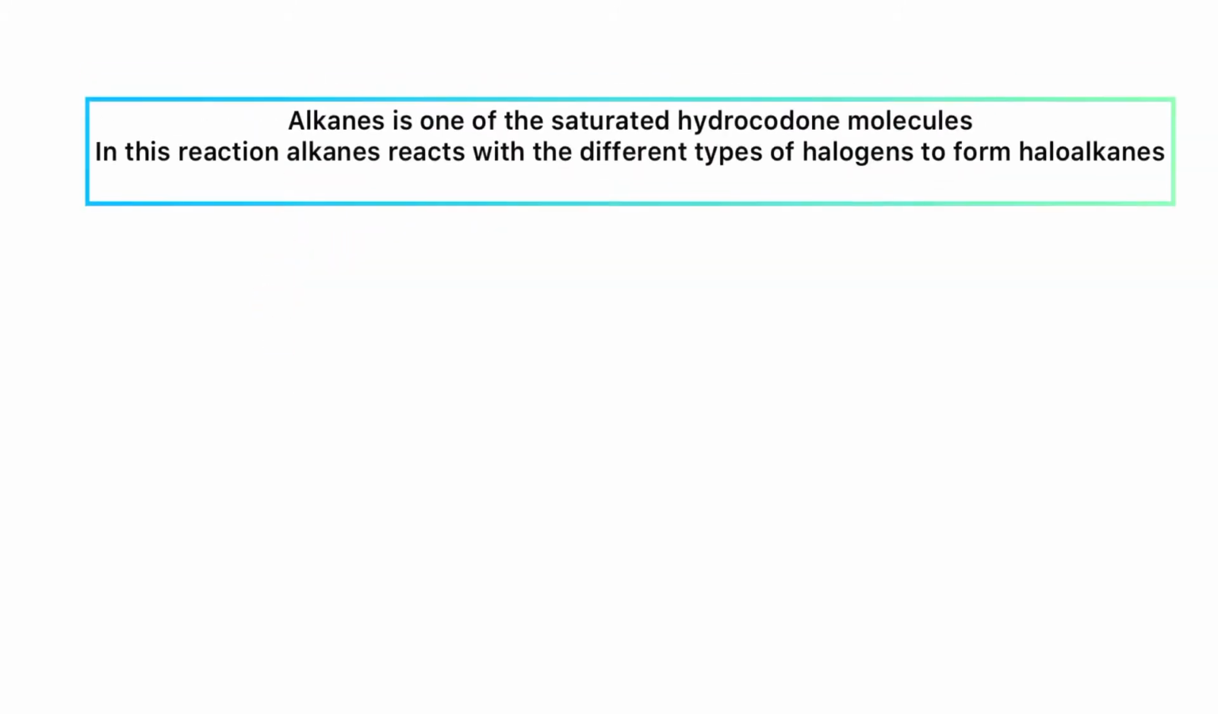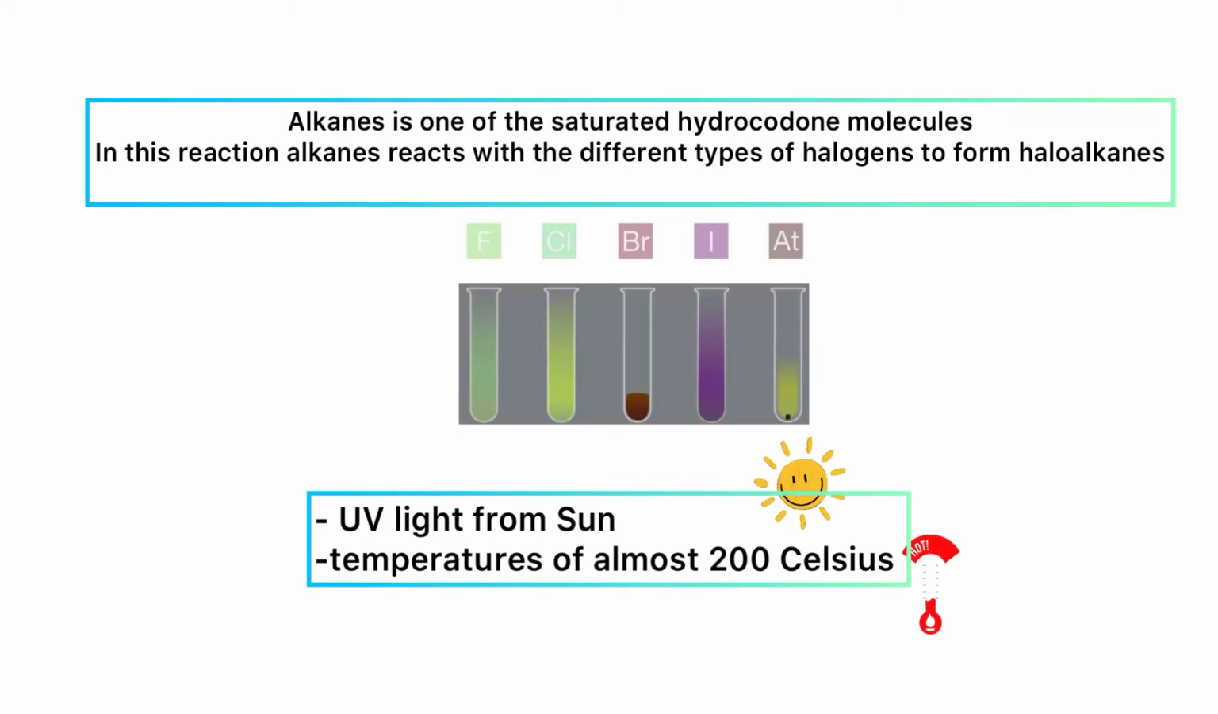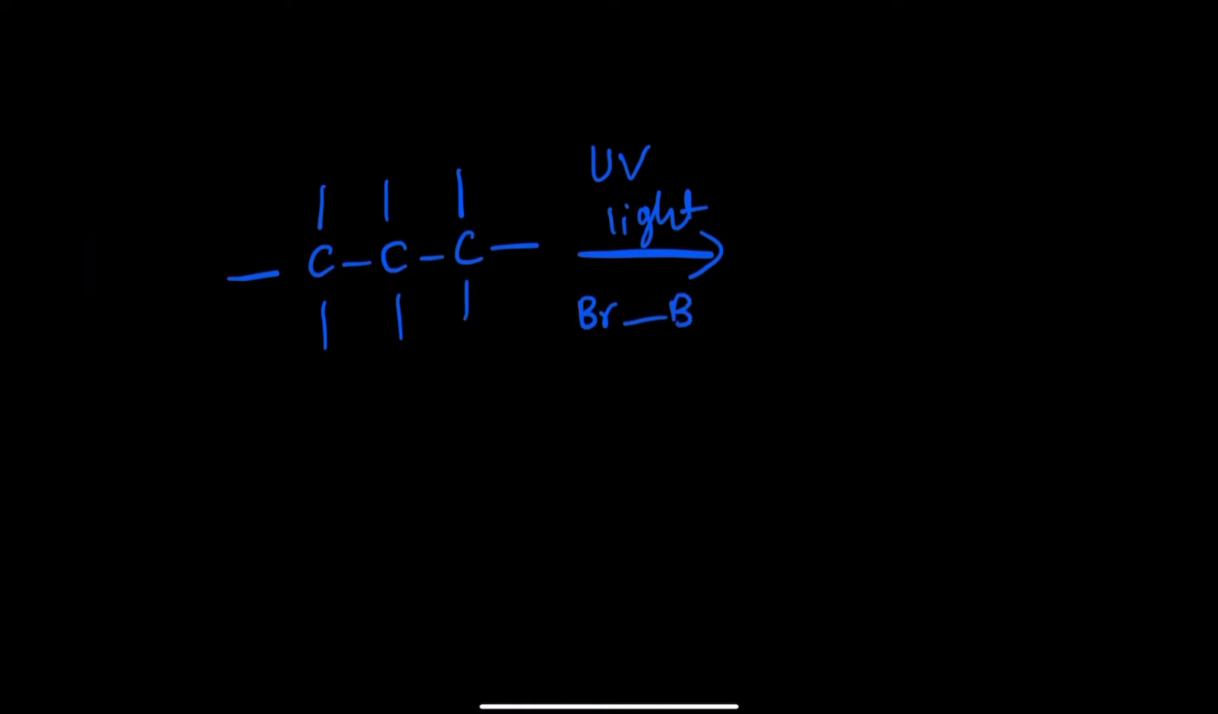Back to our lesson. Alkanes are one of the saturated hydrocarbon molecules. In this reaction alkanes react with different types of halogens to form haloalkanes. This reaction always needs one of these conditions, which are UV light or temperatures of almost 200 Celsius. For example, bromopropane. During this reaction UV light is needed as well as the presence of bromine halogen atoms.